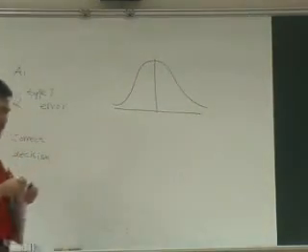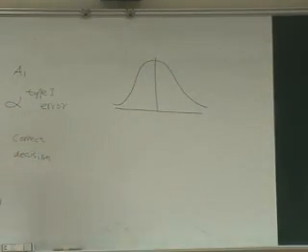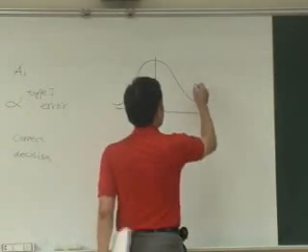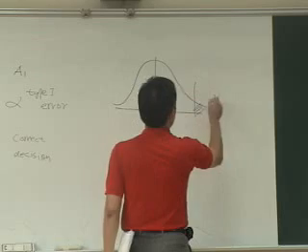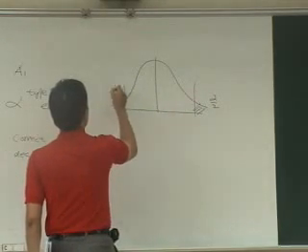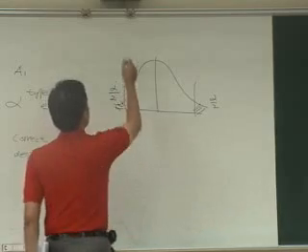And let us assume now we are doing a two-tailed test. Okay, we are doing a two-tailed test. And so here it is alpha over 2. Okay, here it is alpha over 2.